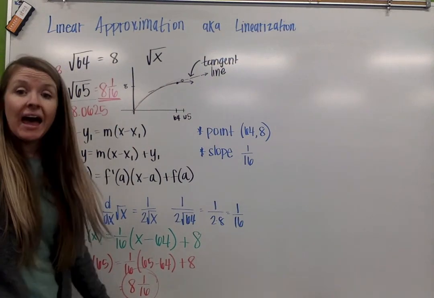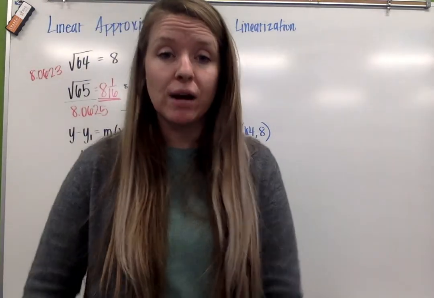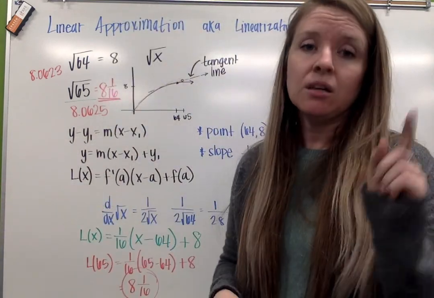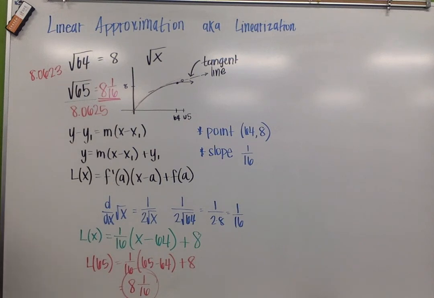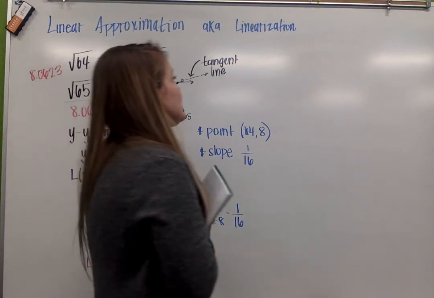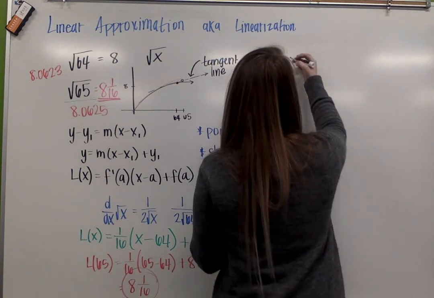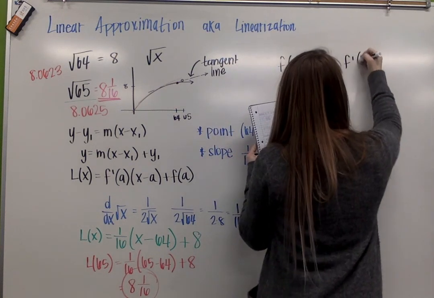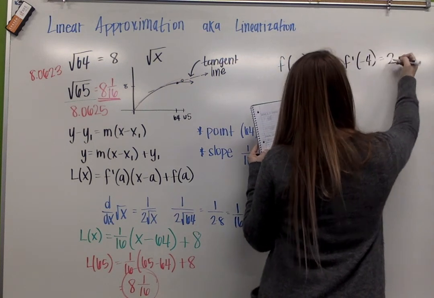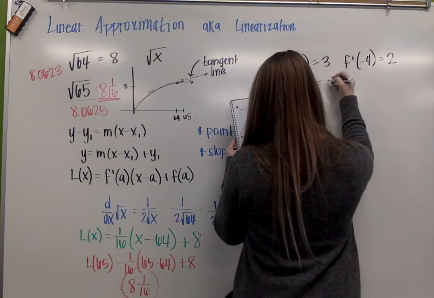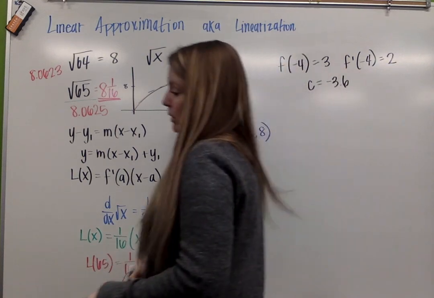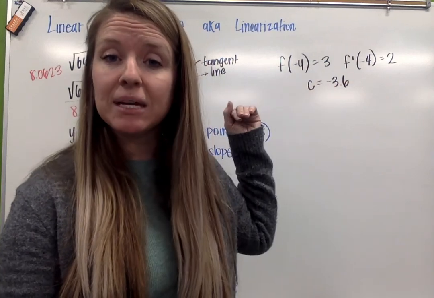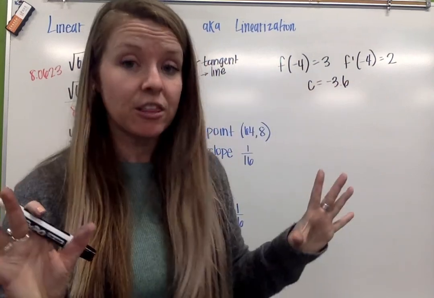All right, so that is linearization. All you're doing is writing the equation of a tangent line, and you're going to use that to estimate another point. So let's look at a quick example before we say our goodbyes. Let's say all I'm given is f of negative 4 equals 3, f prime of negative 4 is 2, and I want to know what the value for negative 3.6 is. So here it looks like they've been given less information, but we've been given everything we need.